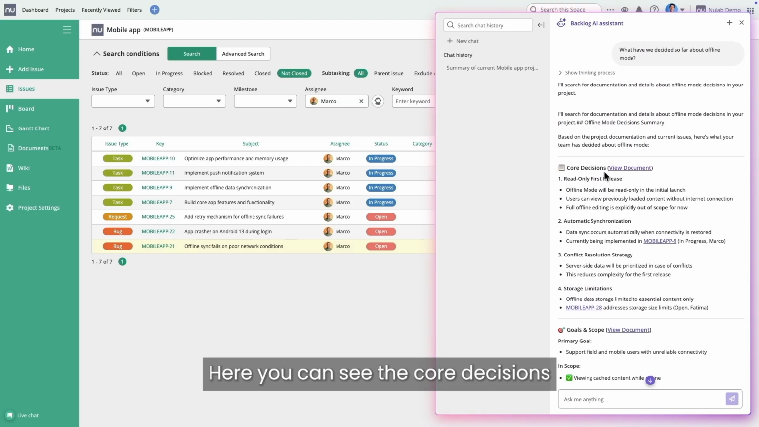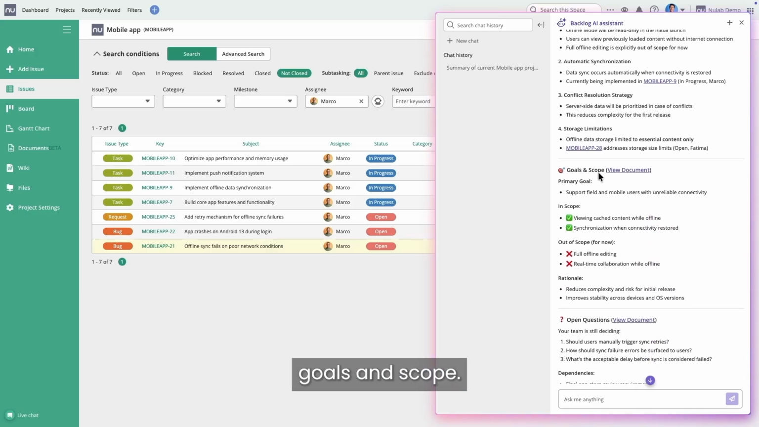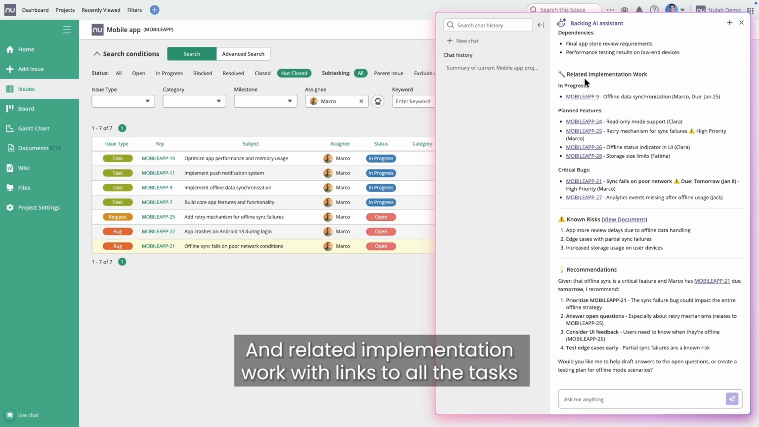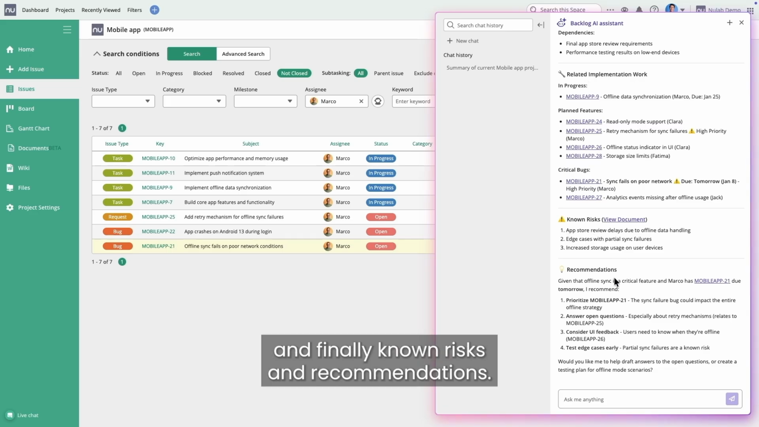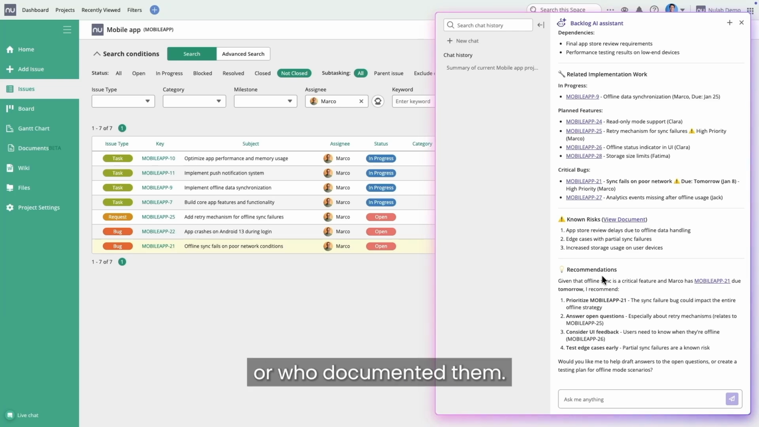Here, you can see the core decisions divided into categories: goals and scope, open questions, and related implementation work with links to all the tasks. And finally, known risks and recommendations, so you don't have to remember where decisions were written or who documented them.